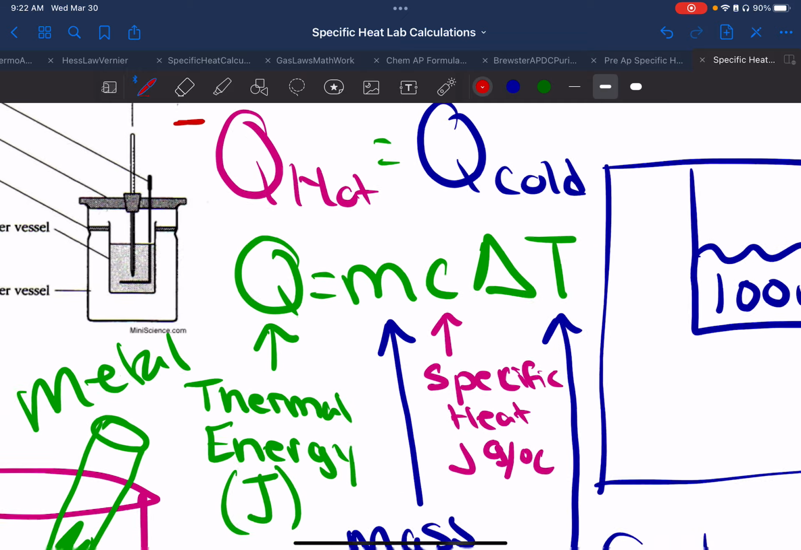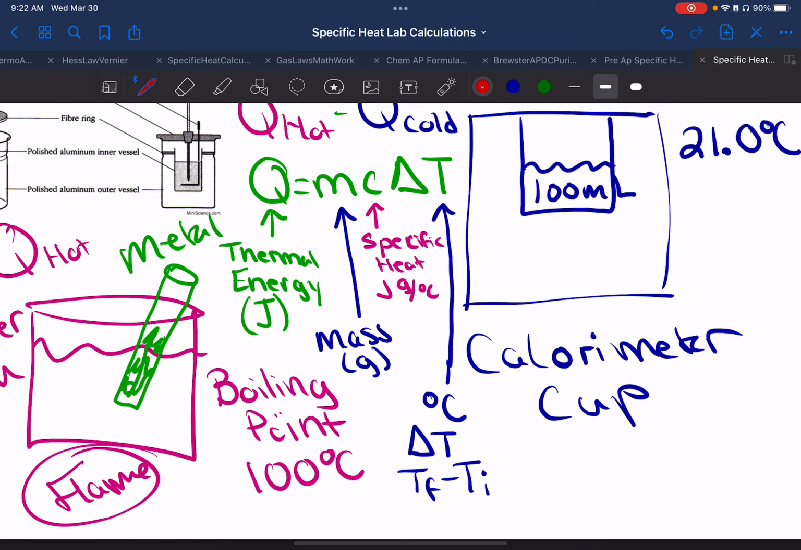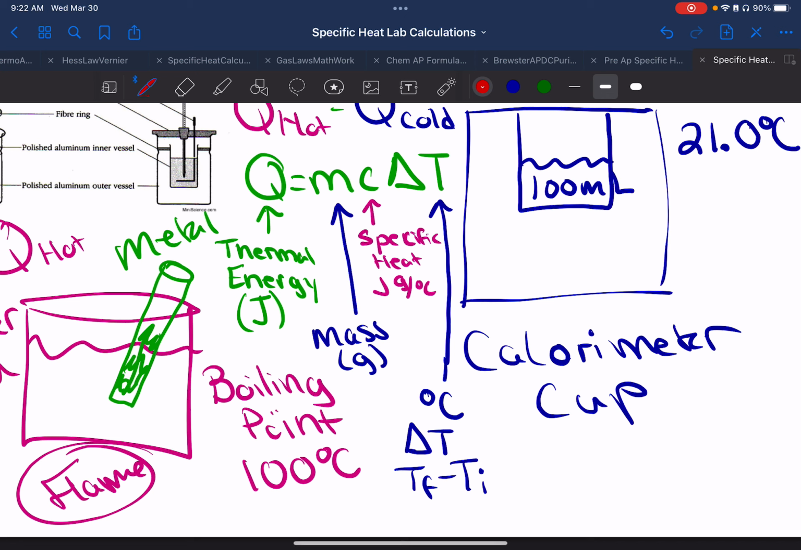And so our equation is Q equals mCΔT. Q is the thermal energy, measured in joules. M is the mass, C is specific heat, and ΔT is the change of temperature, or final minus initial, also measured in degrees Celsius. So that's the background for the lab that you did.